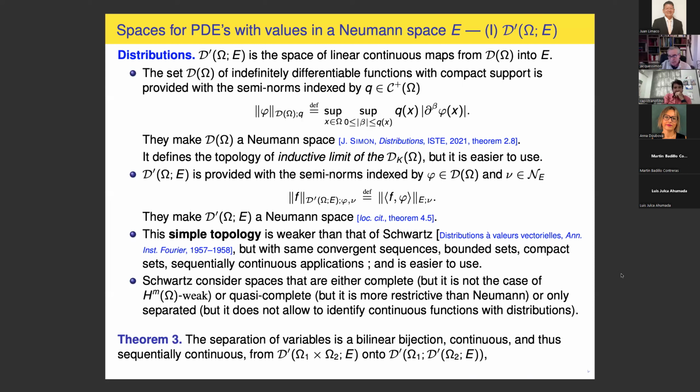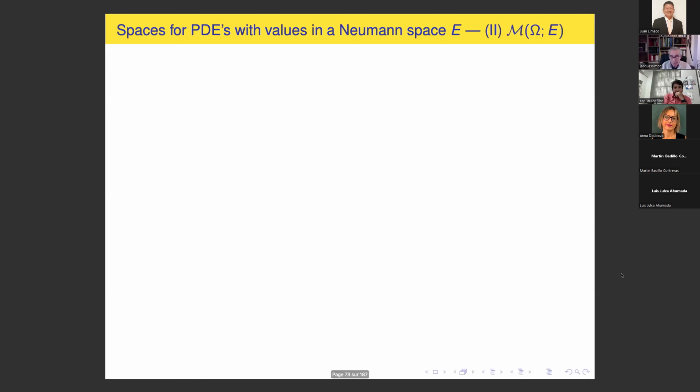There is only one thing really useful to know, that is the theorem that says the space D prime constructed on omega 1 times omega 2 is the same as D prime on omega 1 with values in D prime of omega 2. And this is a bijection, continuous, sequentially continuous, linear, and its inverse is sequentially continuous. And this is proved in one of my books.